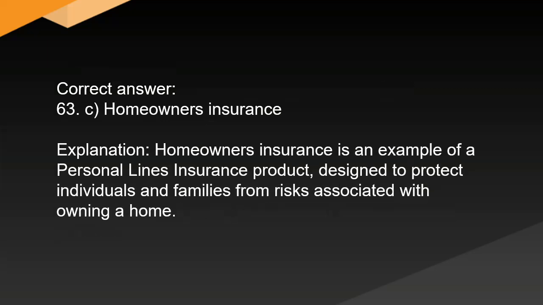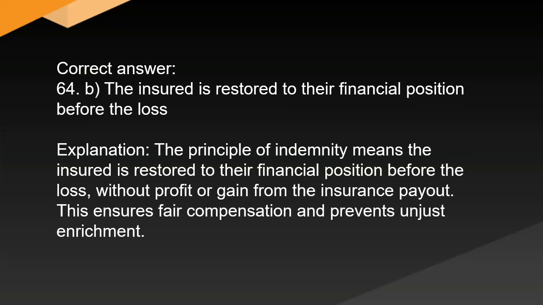Correct answer. C. Homeowners insurance. Explanation. Homeowners insurance is an example of a personal lines insurance product designed to protect individuals and families from risks associated with owning a home.